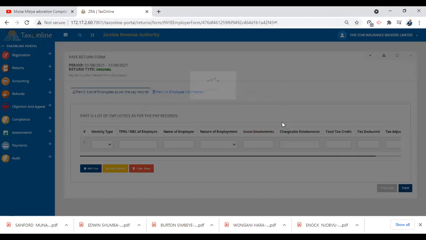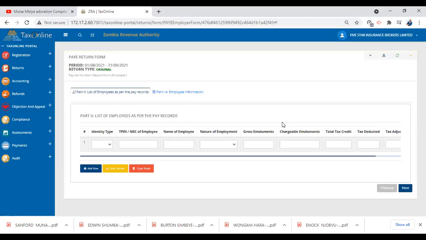Are we able to see the schedule? There's a document loading. Yet.